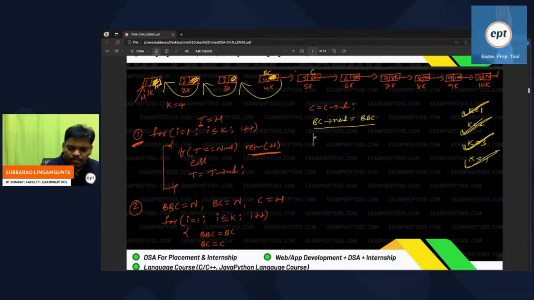It's the current status. Everyone has done the reverse. 4 people have done the reverse. K value 4 means 4 people have done the reverse. So like that, all the people's reverse is done.